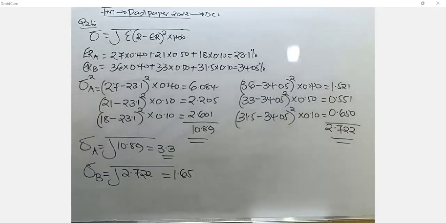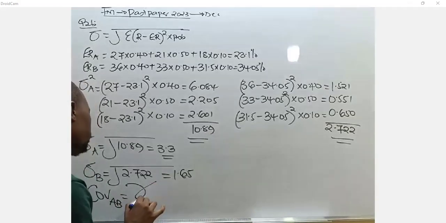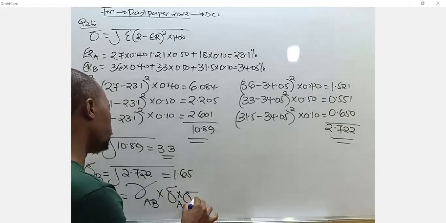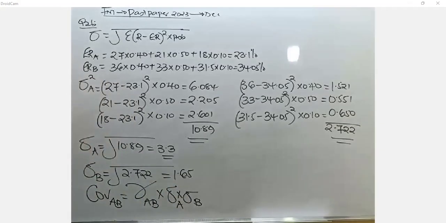Now, the last requirement of the question I can see, the examiner is asking you about the correlation coefficient between security A and B, right? We said to get the covariance of A and B, we normally take the correlation coefficient of A and B, we multiply by the standard deviation of A, we multiply by the standard deviation of B, right? But now this is what the examiner is asking. So we don't have the covariance, but you can compute our covariances.